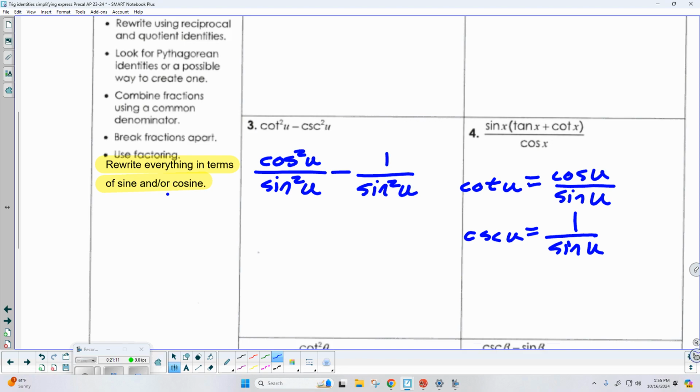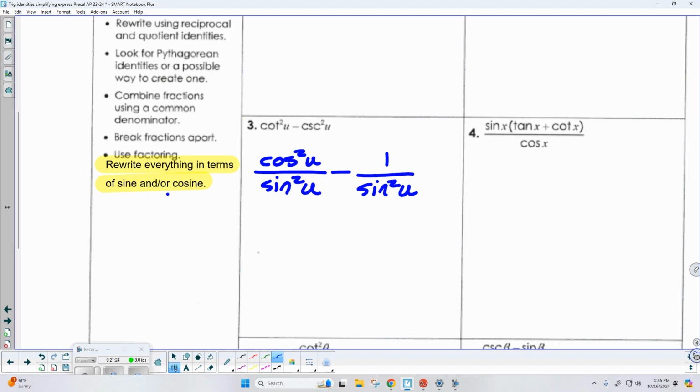Okay. Now this one, again, was pretty nice to us. Right, Reed? Okay. Come up with a common denominator, so let's pull those together. Everything's going to be over sine squared of u, but up top, I'm going to have cosine squared of u minus 1. Is everybody with me so far? What part do you think I want to focus on now, the numerator or the denominator? I'd focus on the numerator. I'd probably be looking at Pythagorean identities.